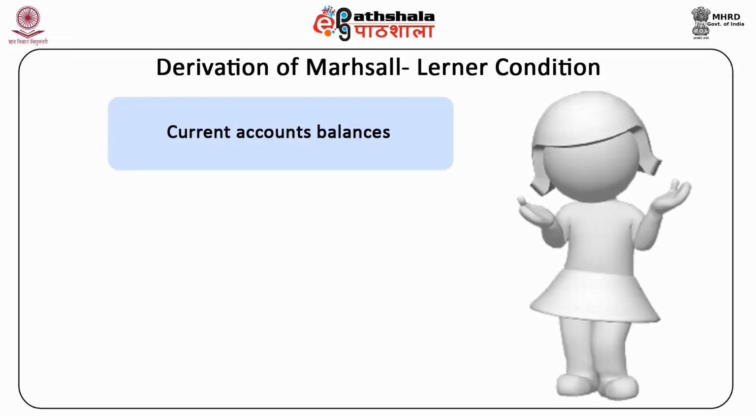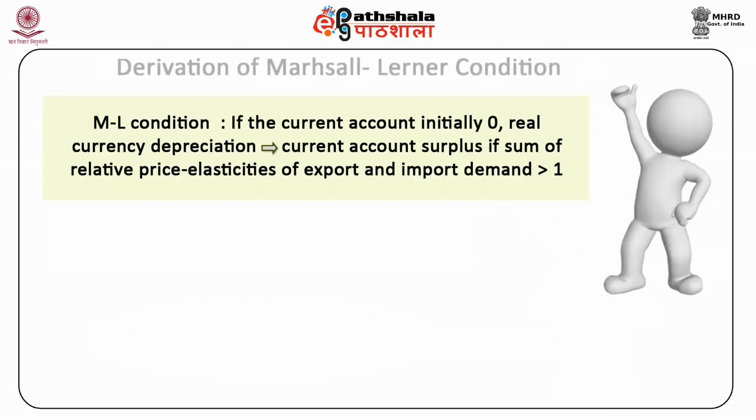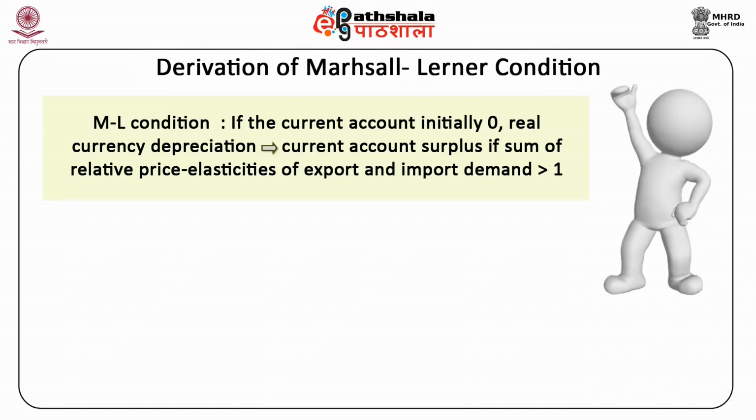Consider the current account balance. Nx is equal to CAB, which is equal to the value of exports minus the value of imports, which is equal to EX into EPF by PD minus IM into EPF by PD, YD. This is the Marshall-Lerner condition. The ML condition states that if the current account is initially 0, a real currency depreciation causes a current account surplus if the sum of relative price elasticities of export and import demand exceeds 1.